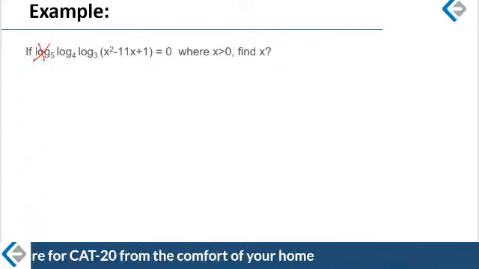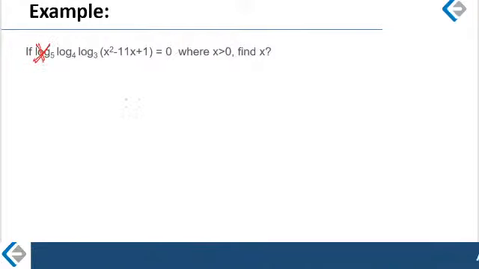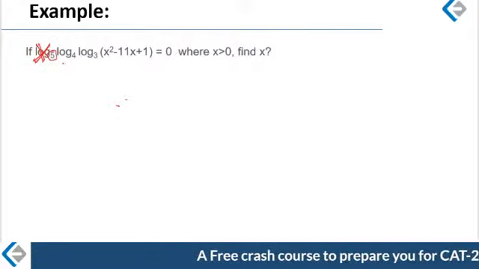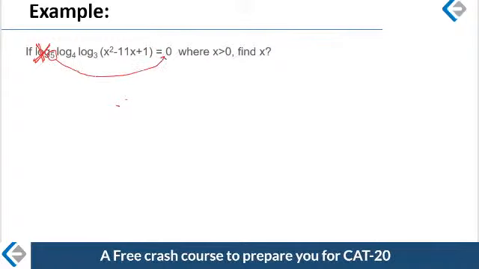First, the outermost bracket should be knocked out. I knocked out this bracket. But there is a base called 5. What happens to this 5? It comes and sits here. It becomes 5 power 0.